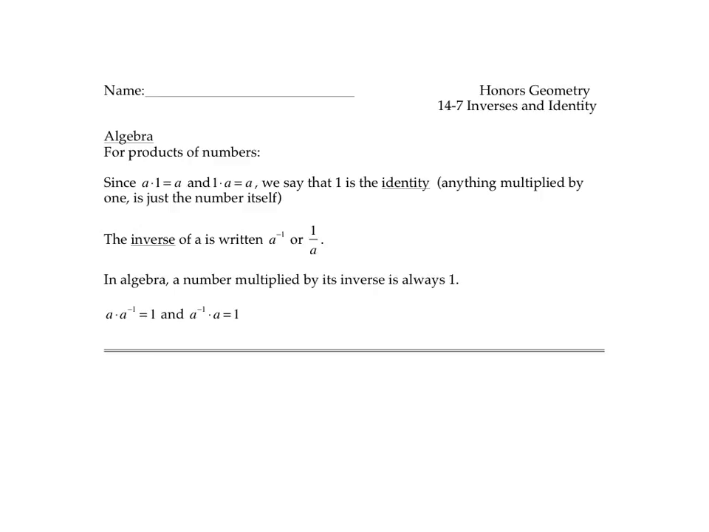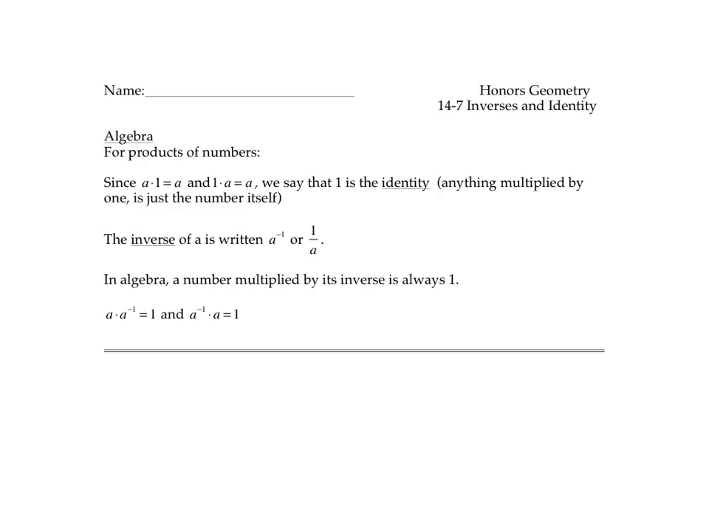Hi everybody, today's lesson is from section 14-7 and we will be talking about inverses and identity. In algebra, when you take the product of two numbers, if we have some number a times 1, that will equal a, and 1 times a equals a. We say that 1 is the identity because anything times 1 is just the number itself.